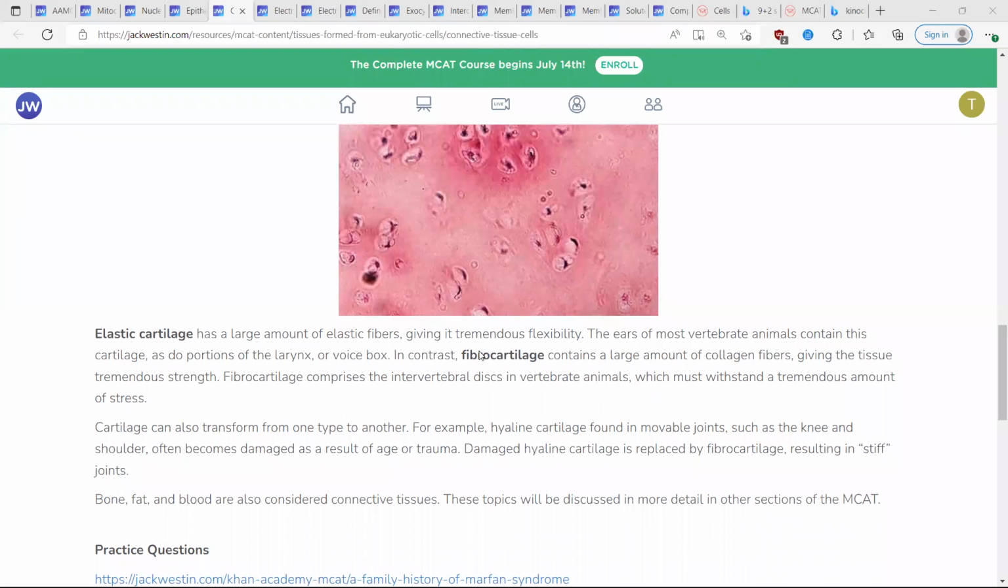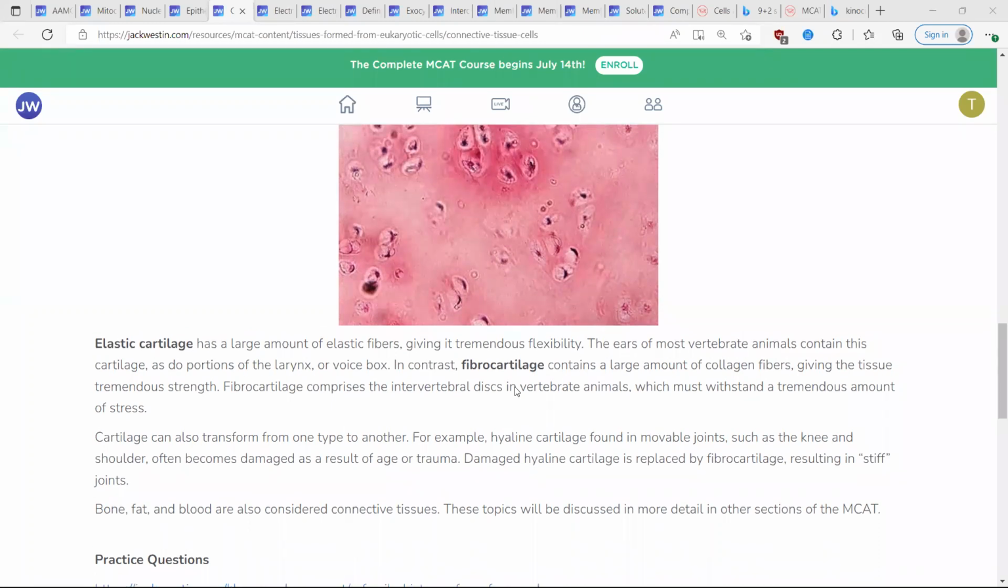Fibrocartilage, the stiff cartilage, is found in intervertebral discs. Okay, so discs, you're not moving them, right? So that's where you get the hard cartilage, which is the fibrocartilage. The elastic cartilage, and the hyaline cartilage, where is it?